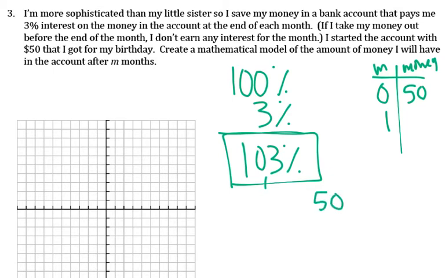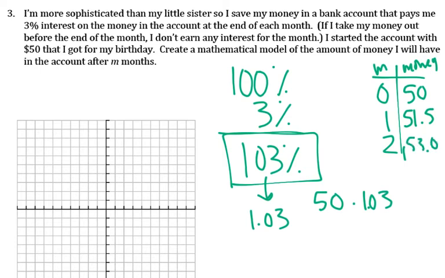So we turn it into a decimal, so it would be 1.03. That's what we're multiplying by each time. Okay, 1.03. So if I get out my calculator and I multiply 50 by 1.03, we get $51.50. Second month, I do the same thing, times it by 1.03. So I get $53.05 if I round money-wise.